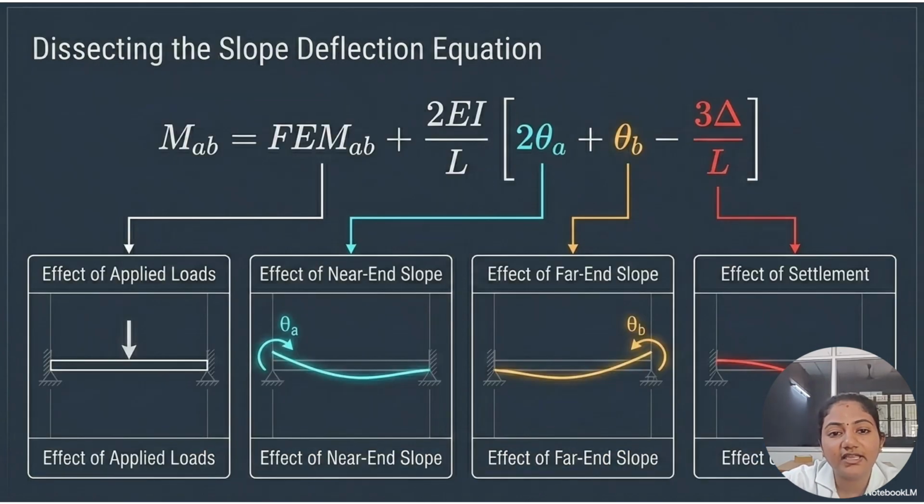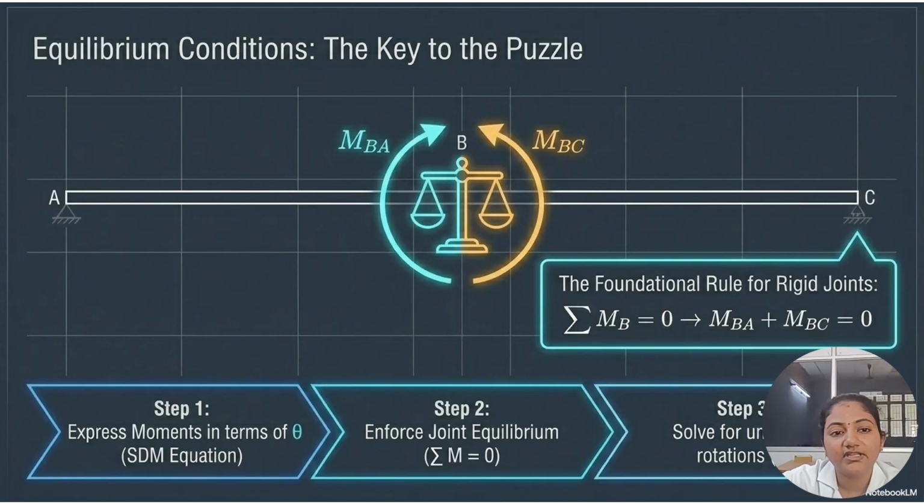And this is the slope deflection equation, where it describes the moment that occurs at the end of A and B, which includes the final end moment at B. 2EI divided by L is the effect of near end slope, and theta A will be the near end slope and theta B will be the far end slope, and 3 del by L will be the effect of settlement that occurs in real world examples. And the joint moment, the equilibrium condition that occurs between the beam A, B and C. The equilibrium condition will occur at the joint B, where it includes MBA and MBC.